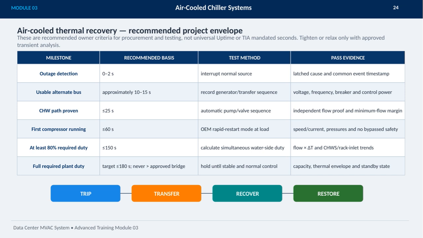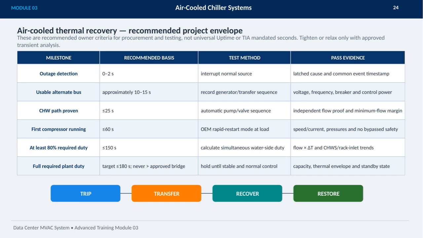Next, the chilled water path must be verified within 25 seconds through automatic pump and valve sequencing, ensuring independent flow proof and a sufficient minimum flow margin. The first compressor should be running in under 60 seconds, operating in the OEM's rapid restart mode while maintaining necessary safety checks and at least 80% duty.